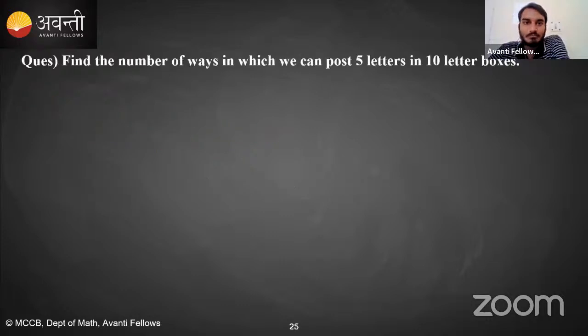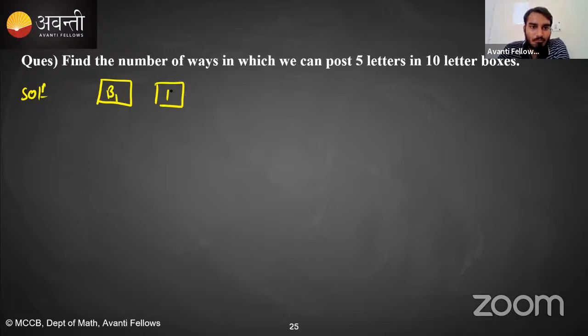So now let's proceed. Another question is saying: find the number of ways in which we can post 5 letters in 10 different letter boxes. There are 10 letter boxes. Let's say box 1, box 2, box 3, like this up to box 9 and box 10.